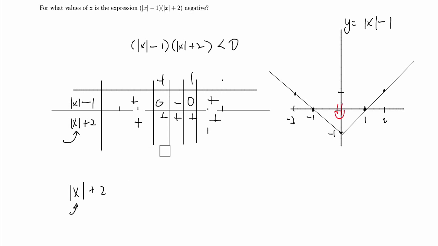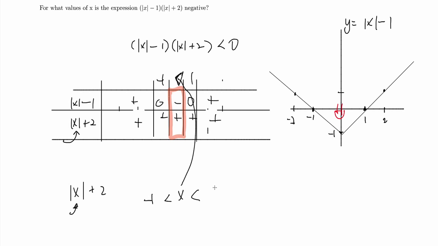So the question is asking now, if you multiply these two, when is it negative? You can see that it's only this region right here, a negative and a positive multiplied together, which will give you a negative. So what region is that? What x values? That's right. It's represented by this little blank space, and that's x is between -1 and 1.